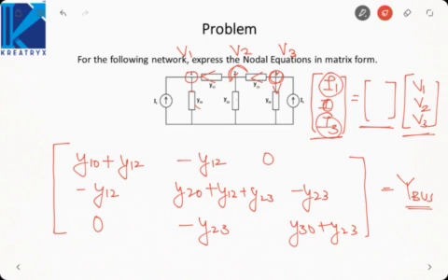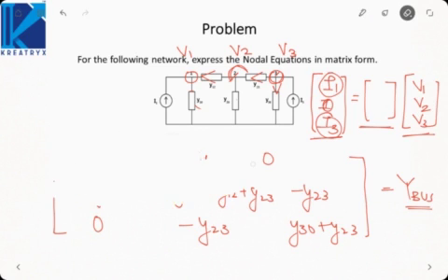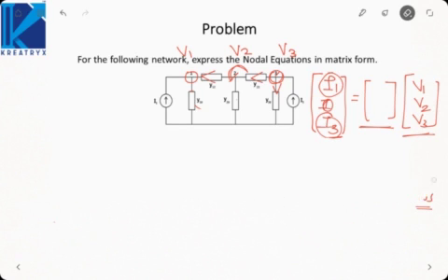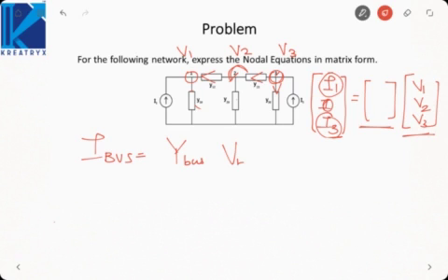And what is voltage at each bus? That is called V bus. That represents the nodal voltage at each and every bus. And the relation between these two is given by the bus admittance matrix, that is your Y bus. So what I can write down is, in matrix form, I bus is equal to Y bus into V bus.